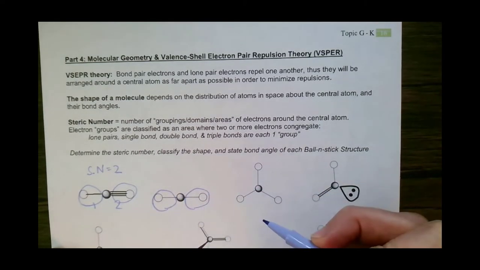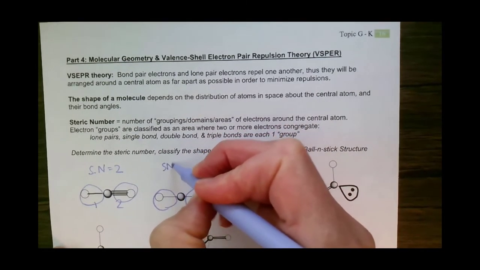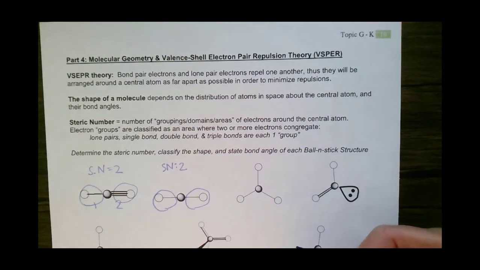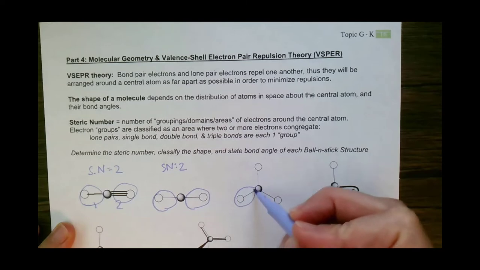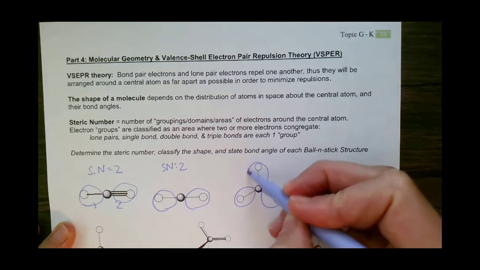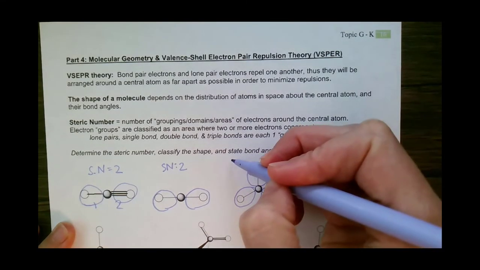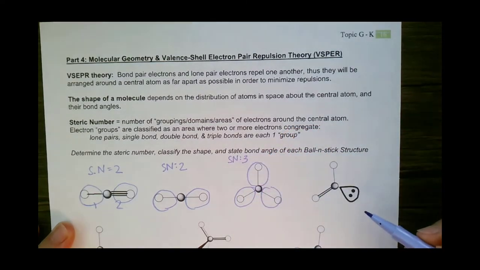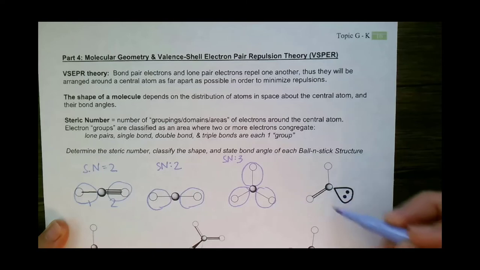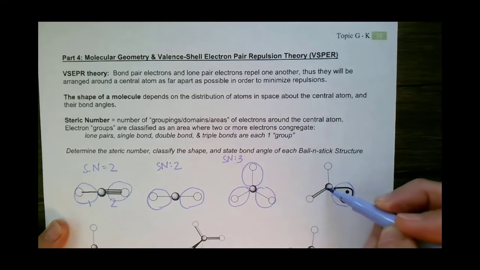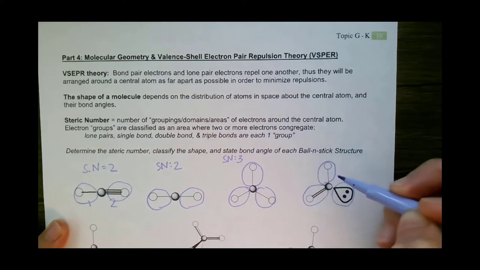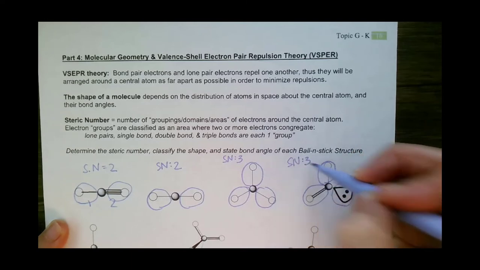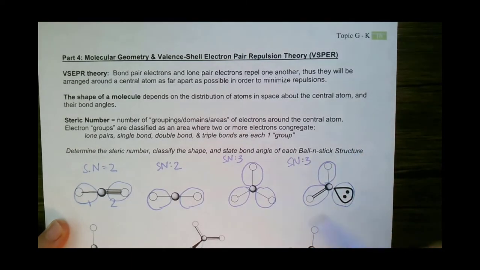1, 2 things around this central atom. Steric number is also 2. Let's just go through and do all of the steric numbers, and then we'll go back. Here we can see that there's 1, 2, 3 things around this central atom, so the steric number is 3. Over here we can see that there is a lone pair of electrons, 1, 2, 3. Steric number is 3 on this guy.